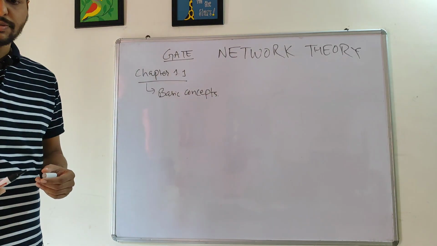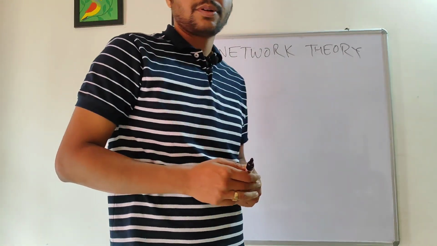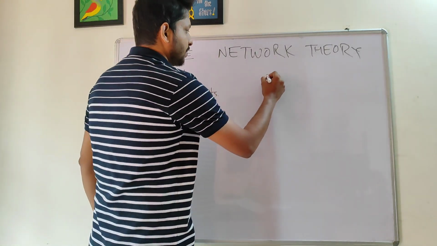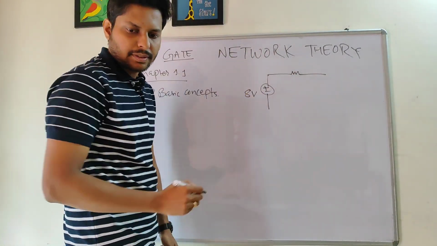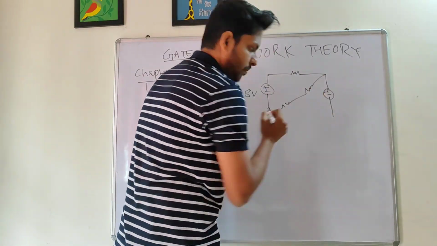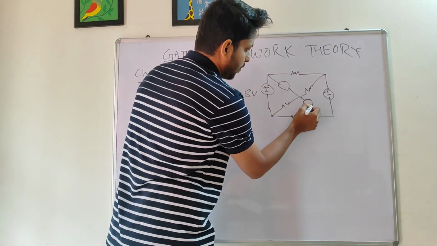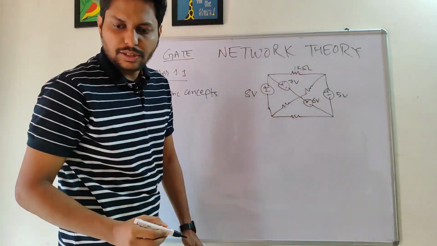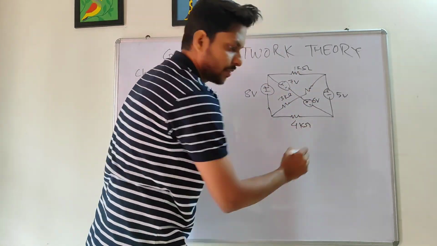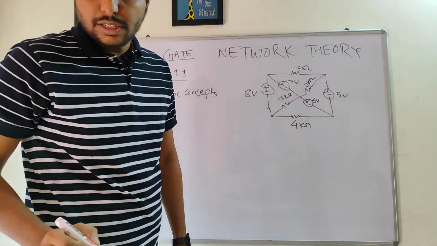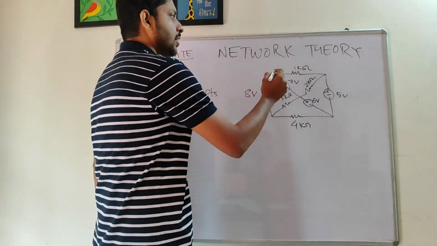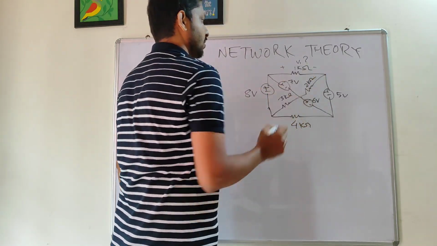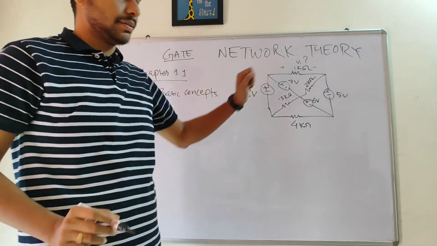So let's pick our first problem. I am solving this problem from the book by RK Kanodia. So here is the circuit. The question is that we need to figure out the potential drop or voltage across this. Try to find the V1 here.